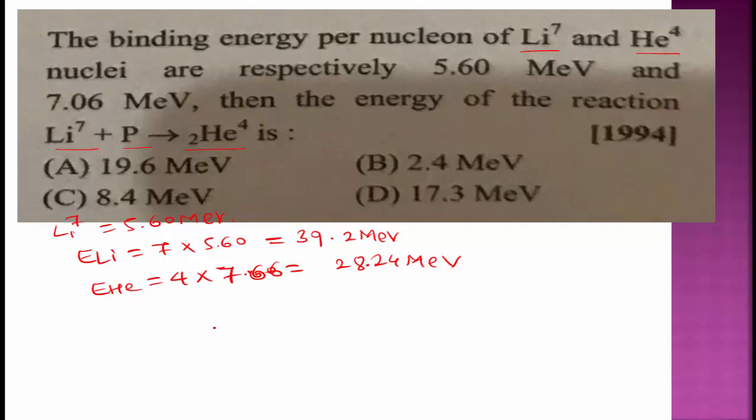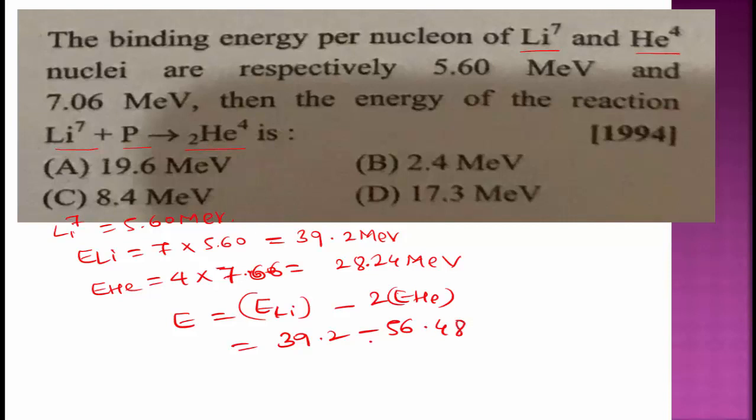Hence, the total energy of the reaction is the energy of the lithium minus 2 times the energy of the helium, since it is in the form of 2He4. We get 39.2 minus 28.24 into 2, that is 56.48. We get the answer minus 17.28 mega electron volt.